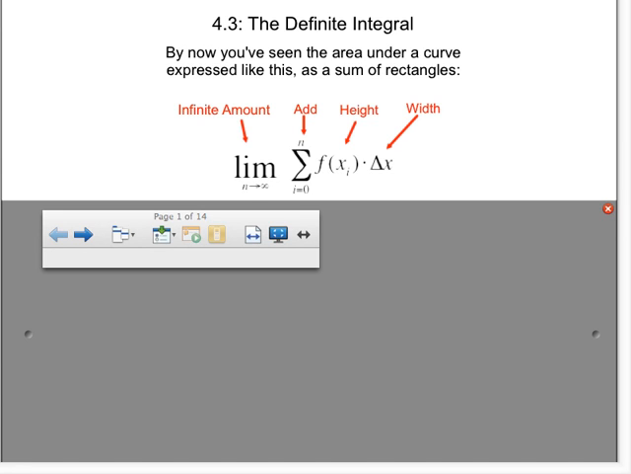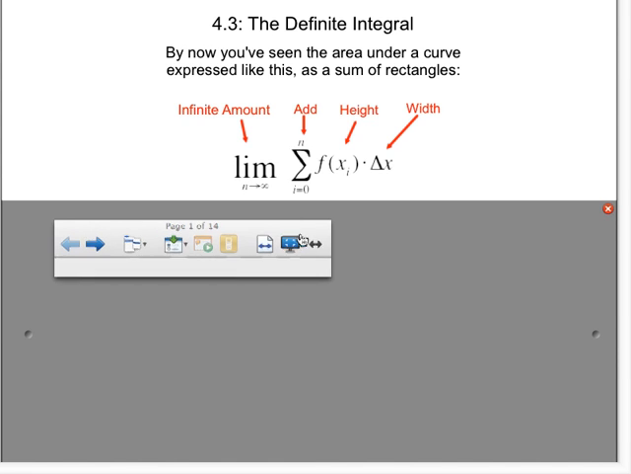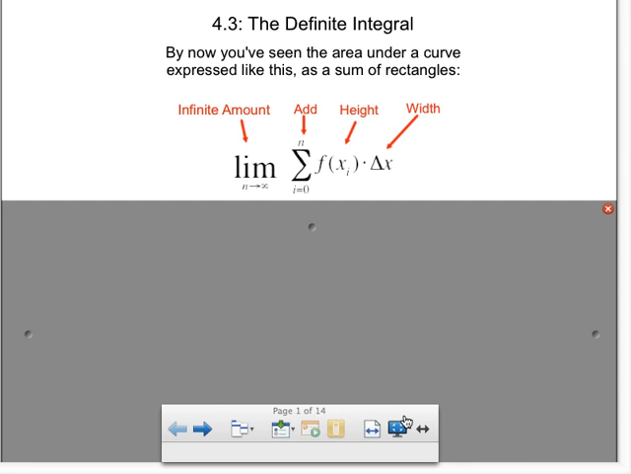The delta x in each rectangle represents the width of each rectangle. F of x sub i represented what part of each rectangle? The height. So this was height times width. Then what did the sigma mean? What did we add them all up? And then that just meant let there be an infinite number of rectangles.